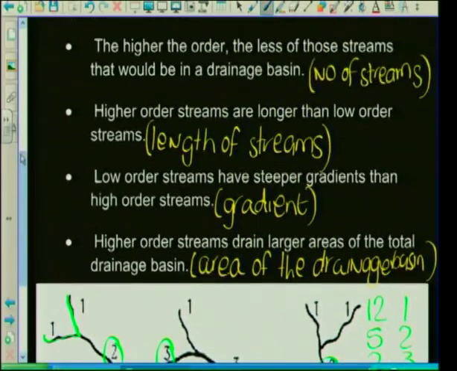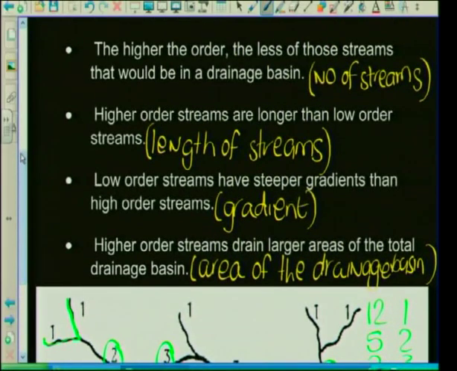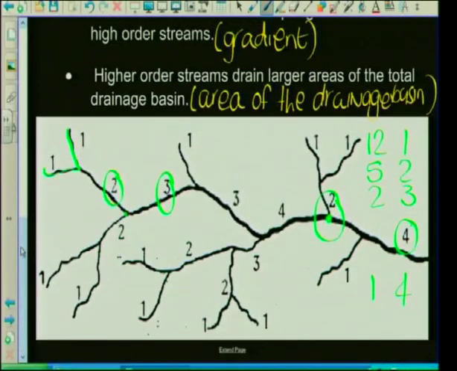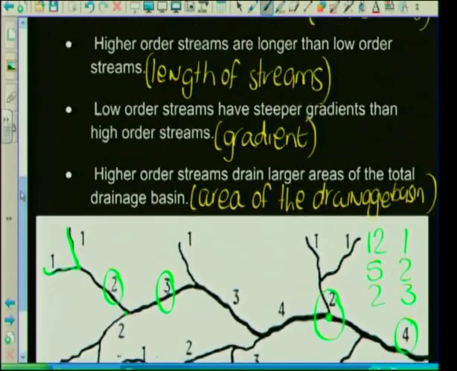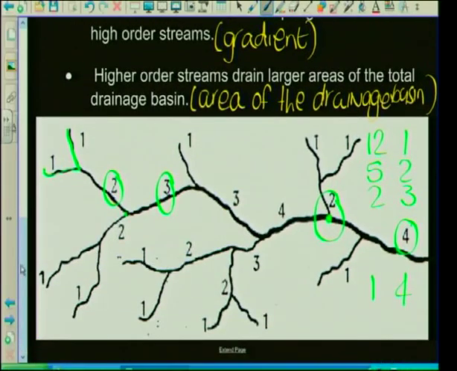So going back to our first rule, number of streams, we have just proved that rule, that there are more first order streams than there are fourth order streams. Our second rule was to look at the length of those streams. If we go over to our map, there is a first order stream, and if we compare that to the length of a second order stream, there would be my entire second order stream. Obviously the length is much shorter.